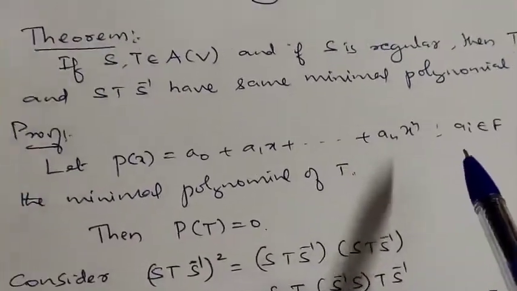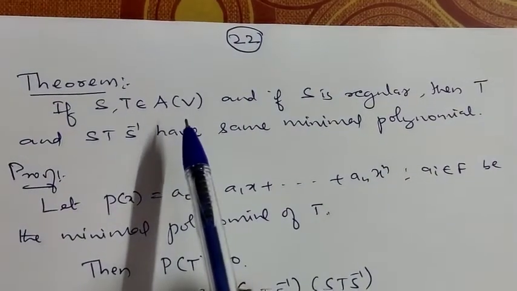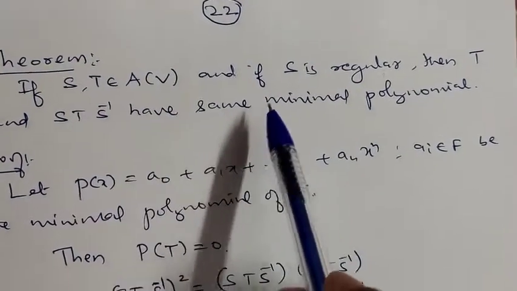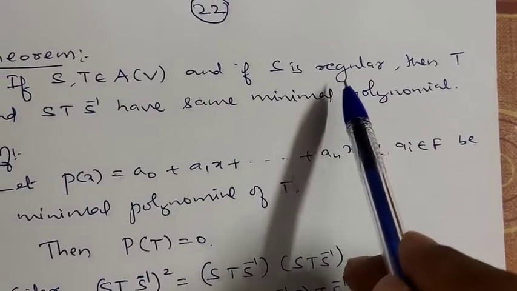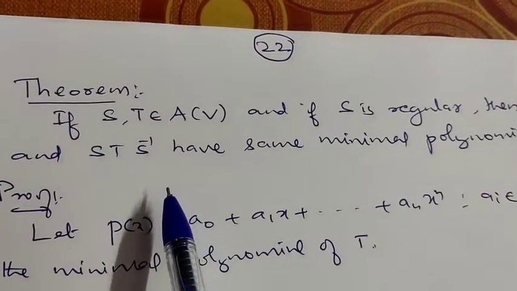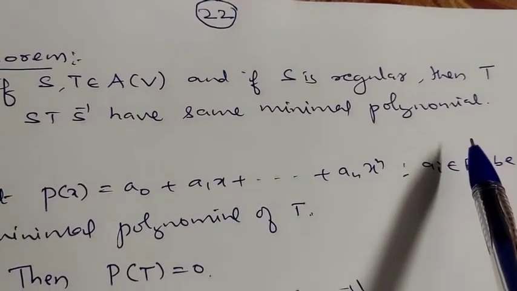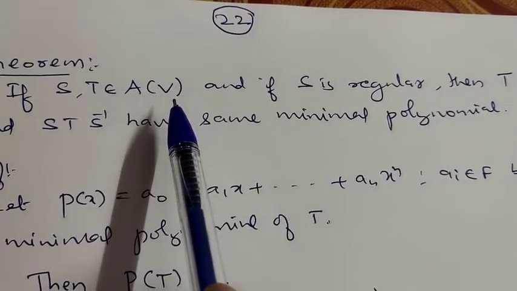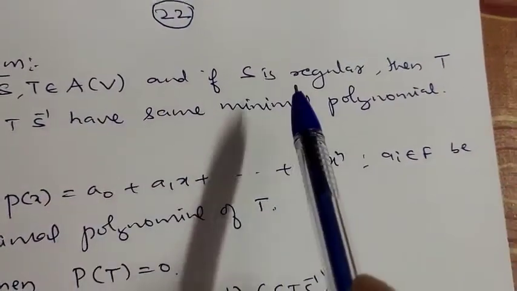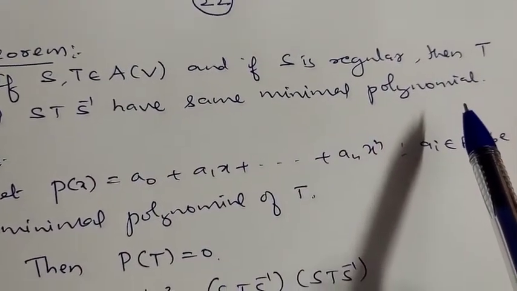Now let us take the last result of this class. Suppose s and t belong to A of V, means s and t are linear operators on V. Suppose s is regular, then what will happen? The transformation t and the transformation s t s inverse have the same minimal polynomial. Means if s and t are elements of A of V, and if s is regular, means invertible, so inverse exists, then t and s t s inverse have the same minimal polynomial.